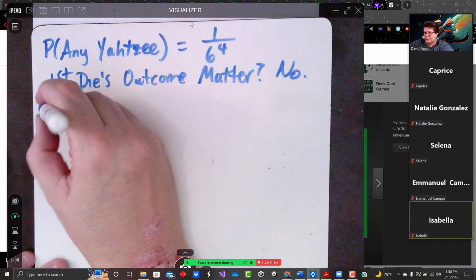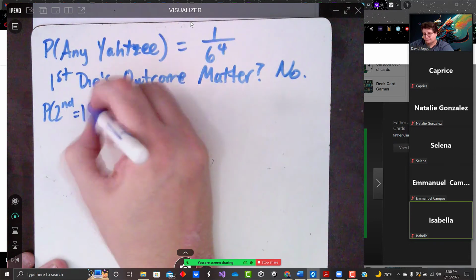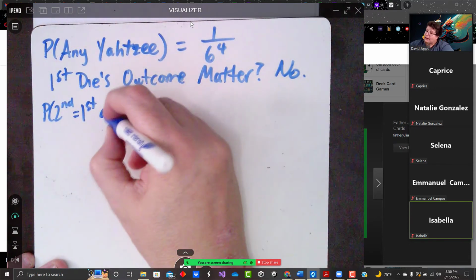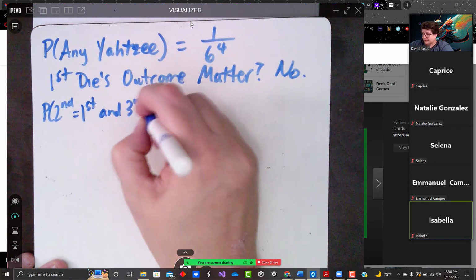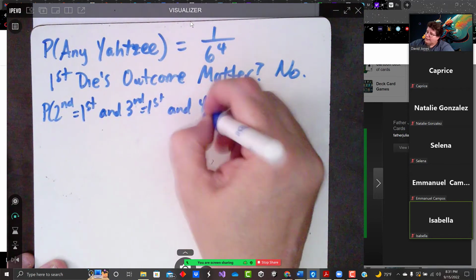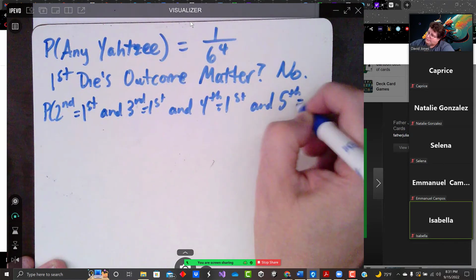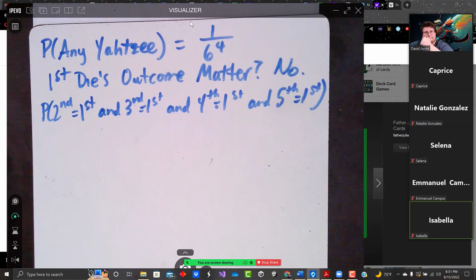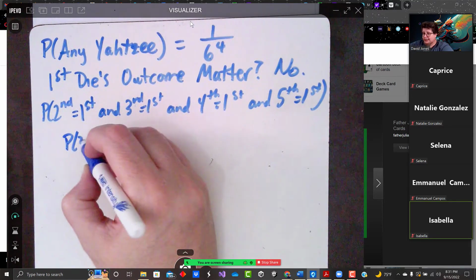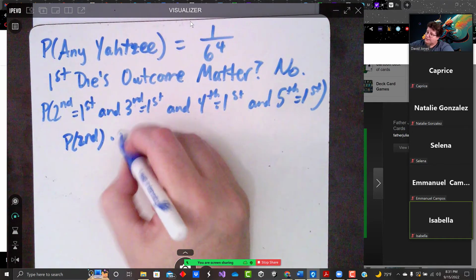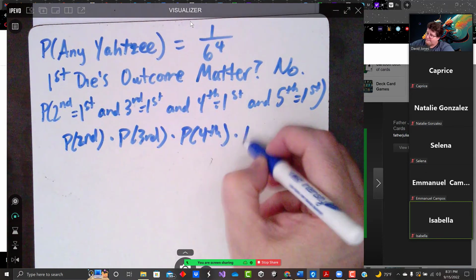So another way to think about this is the probability that the second matches the first, and the third matches the first, and the fourth equals the first, and the fifth equals the first. The ands turn into multiplication. I'm going to say second times third times fourth times fifth.